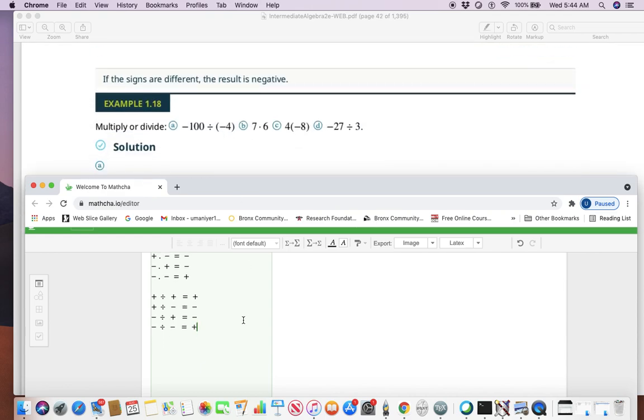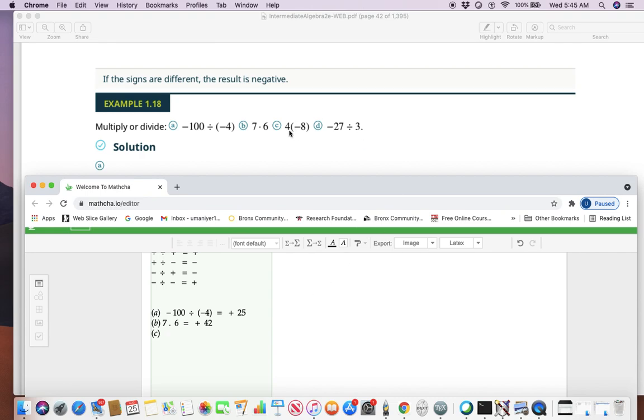So now we are ready to work with examples. What is negative 100 divided by negative 4? Well, negative divided by negative is going to be positive. 100 divided by 4 is going to be 25. What is 7 times 6? Well, they are both positive, so it's a positive. 7 times 6 is 42.